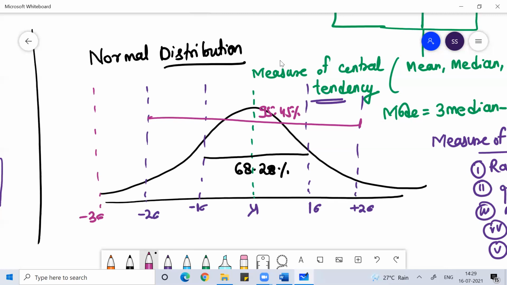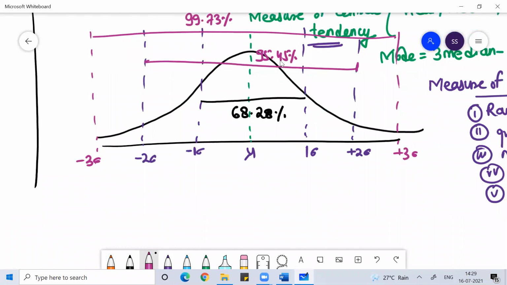When you see the normal distribution curve, around 99.73% of the data will lie within plus minus three standard deviations. So this is basically how the normal distribution is plotted.